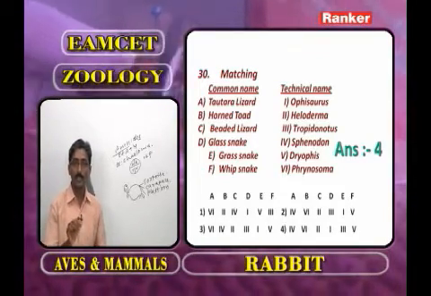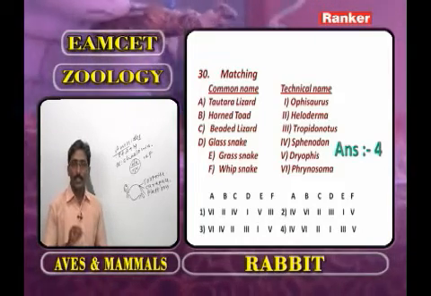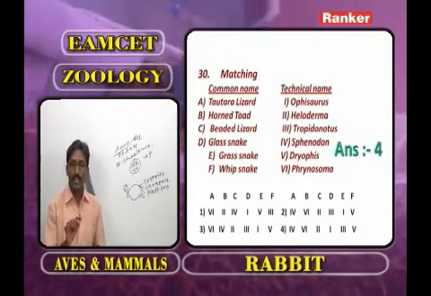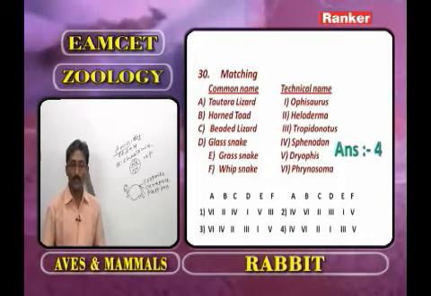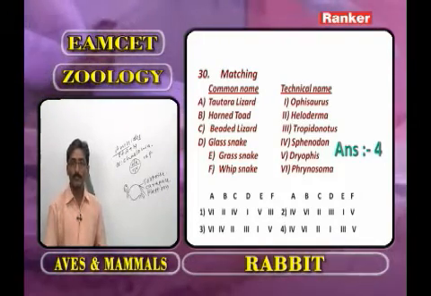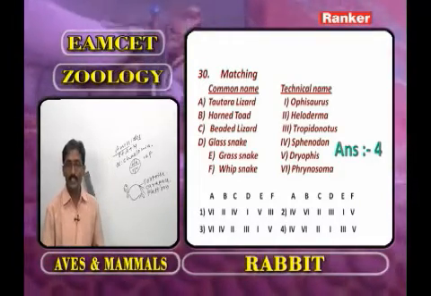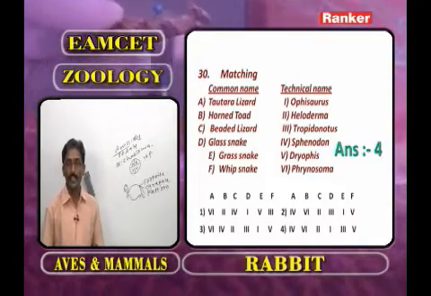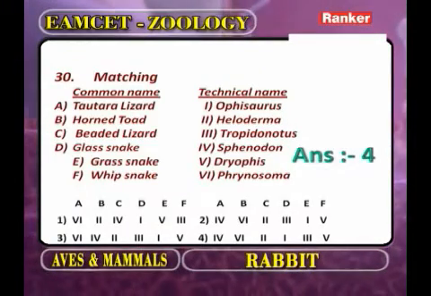What is the example? Ophiosaurus. Grass snake, what is the grass snake? That we call it as Tropidonotus, where it is in the fresh water. Whip snake, the body is whip-like, that is the Dryophis. Based on this information, what is the correct answer? That is the fourth one. Now we go for the next question.